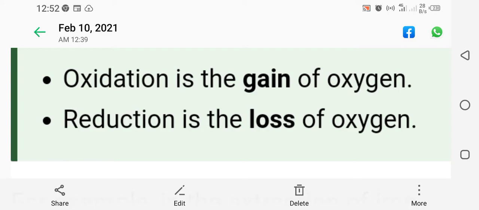This is the last chapter, Electrochemistry. Electrochemistry is the branch of chemistry in which we study interconversion of electrical energy and chemical energy. In some cases, electrical energy changes into chemical energy, like electrolysis of any solute. For example, in electrolysis of sodium chloride, chlorine gas is formed.